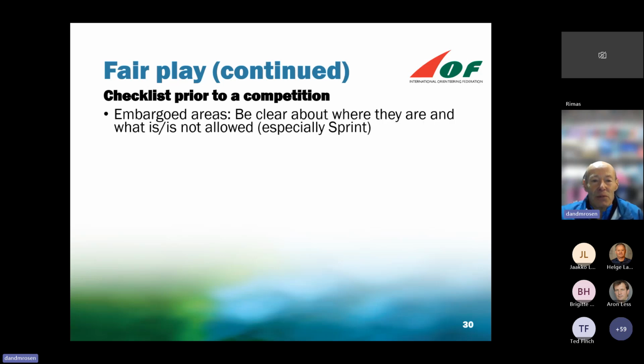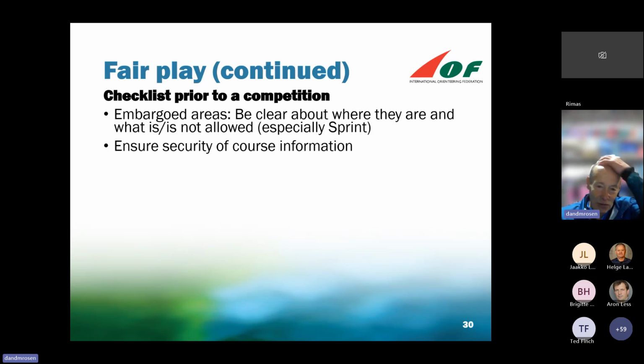So prior to a competition, it's important to say what are the embargoed areas and what is not allowed. And you have to be realistic, especially with sprint. Ensure the security of course information. People will probably have old maps and they'll have access to Google and so on. But it's the courses that must be kept absolutely secret.